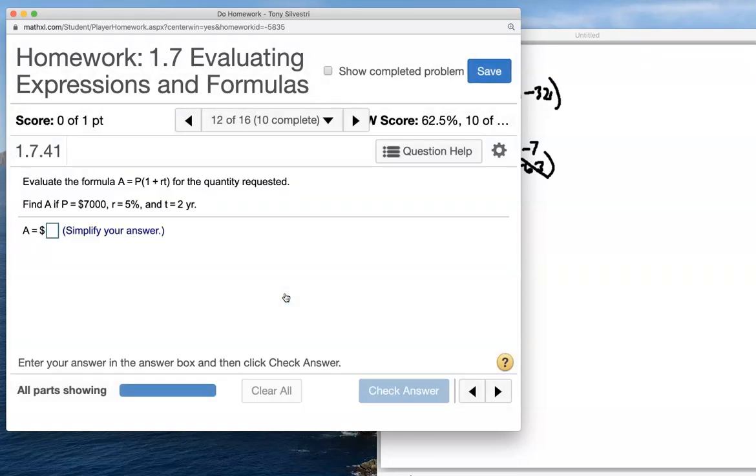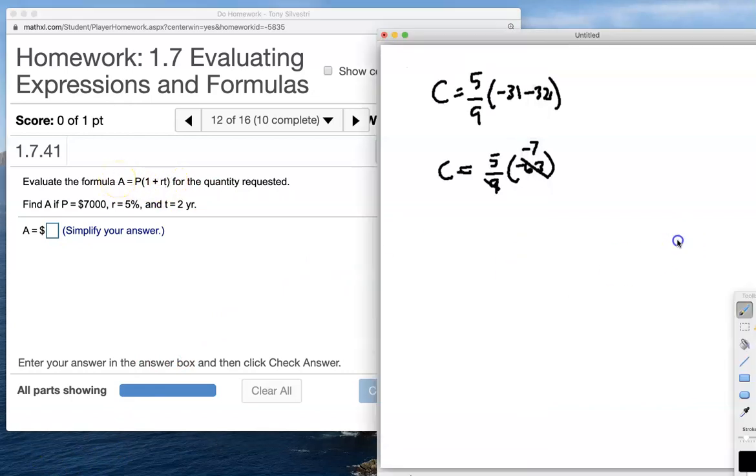Negative 35 in the centigrade scale. Now let's take a look at this guy here. What we're doing here is taking this formula for interest. It's an interest rate formula.